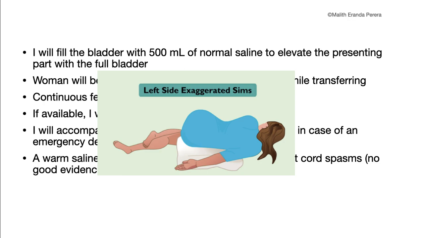If you suspect a delay, or if you have to transfer the woman to a different facility, the way to transfer is by filling the bladder to elevate the presenting part, keep the woman in the exaggerated Sims position, and transfer the woman to a facility where theatre facilities are available. This is how you manage a cord prolapse.